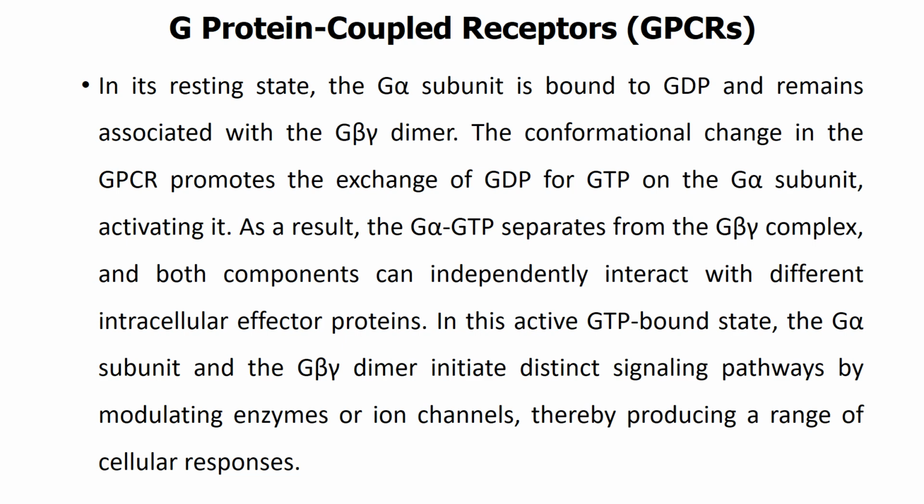In this active GTP bound state, the G alpha subunit and the G beta gamma initiate distinct signaling pathways by modulating enzymes and ions, thereby producing a range of cellular responses.